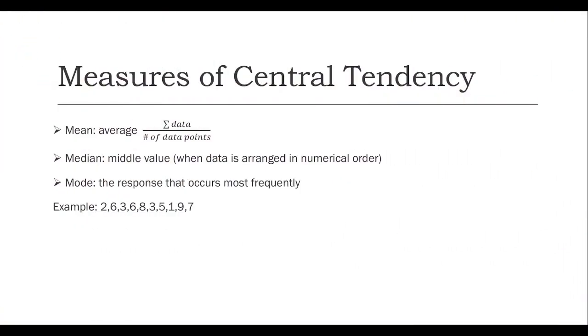So first we'll talk about the measures of central tendency, which are your mean, median, and mode. The mean is the average of the data, so you'll add up all of the data points and divide that by the number of data points. Your median is your middle value, so if you arrange your data in numerical order, then the middle value is your median. And then your mode is the response that occurs most frequently.